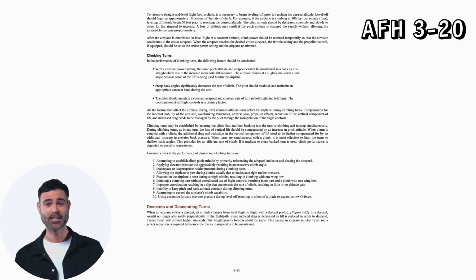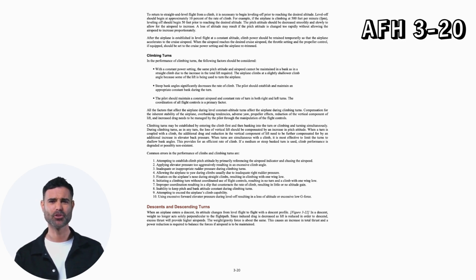To return to straight and level flight from a climb, it is necessary to begin leveling off prior to reaching the desired altitude. Level off should begin at approximately 10% of the rate of climb. For example, if the airplane is climbing at 500 feet per minute (FPM), leveling off should begin 50 feet prior to reaching the desired altitude.